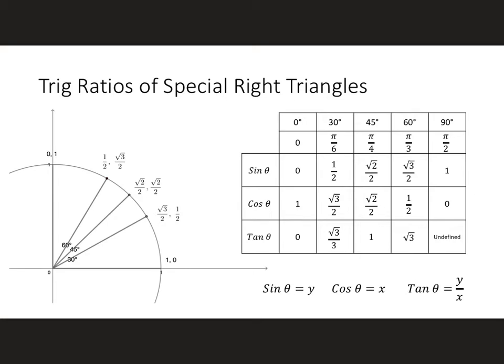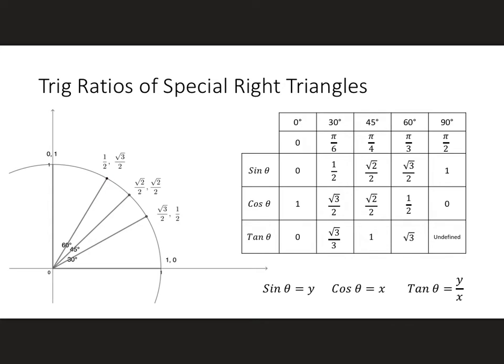So for 0 degrees using this, the sine of 0 degrees is the y value of the endpoint. So that's 0. So the sine of 0 degrees is 0. The cosine is the x value of the endpoint, 1, so the cosine of 0 degrees is 1, and the tangent is the y value divided by the x value. 0 divided by 1 is 0.